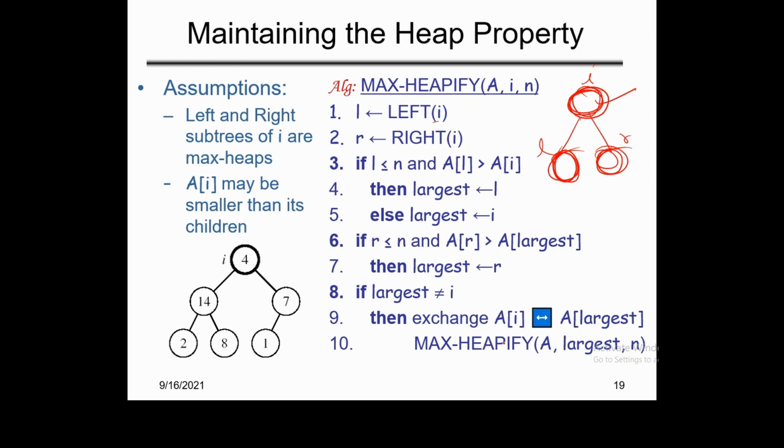Okay, and simply call the max heapify procedure again. Because when the property is restored here, like what we did, 14 is here and 4 is here, so here the property will be restored. Now we'll restore the property at the next place. So this is the max heapify procedure that is used to restore the property.